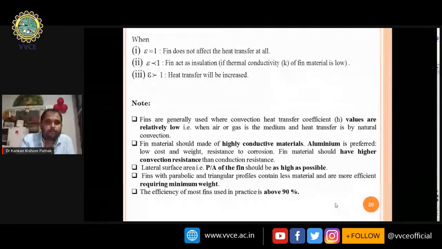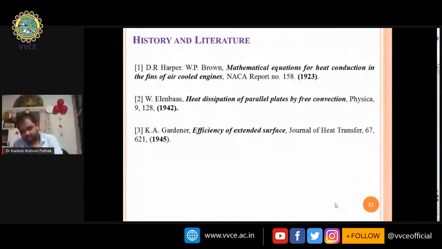Okay, so next, now the history and literature of the fins. We can say that the mechanical heat conduction for air-cooled engines in 1920 is the first published report on this. Now, this NACA is actually the National Advisory Committee for Aeronautics.